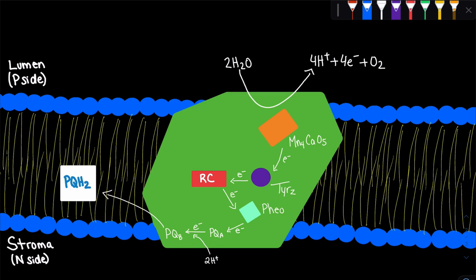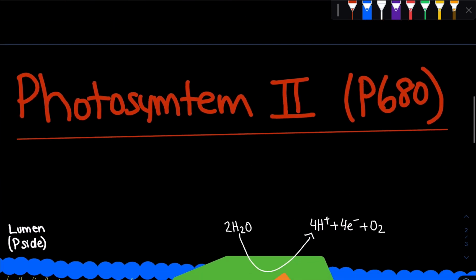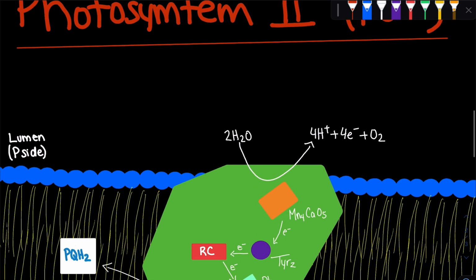Now, this release of 4 electrons happens in a stepwise fashion. So one electron gets released and another, then another. But oxygen does not get released until all 4 electrons are lost. And also it's important to note that these 4 electrons are not going to be passed on immediately to the reaction center. They're going to be passed on one by one when they're needed. And that is essentially photosystem 2, also known as P680.